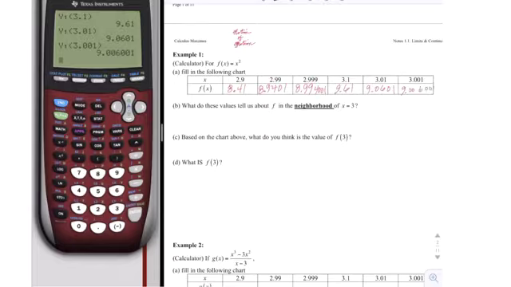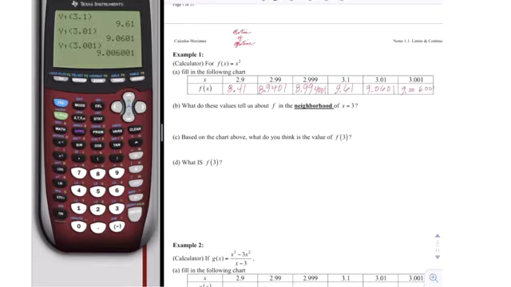Now, if you want to keep going, you're welcome to. The values from the right-hand side as we approach 3 also appear to be decreasing. But are they decreasing towards negative infinity? No, there appears to be another limit, right? They appear to be approaching 9. So we would say that 9 is the limit from both sides.